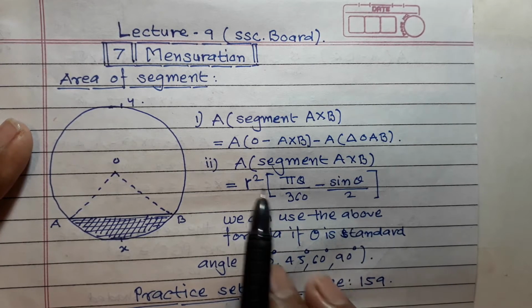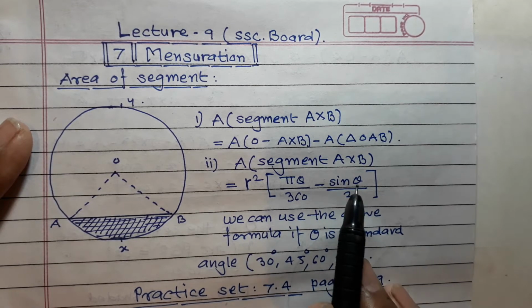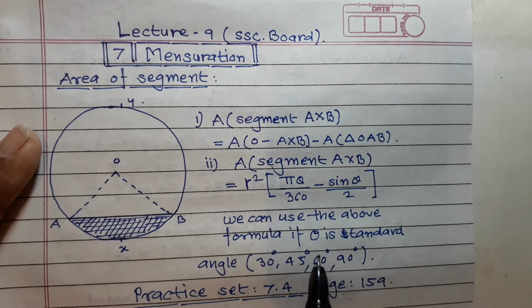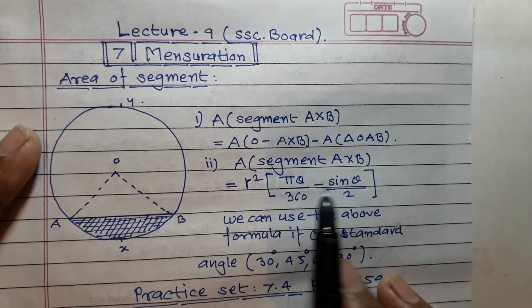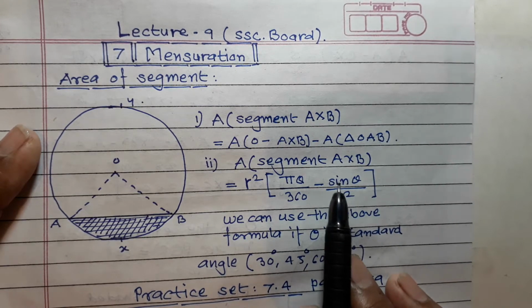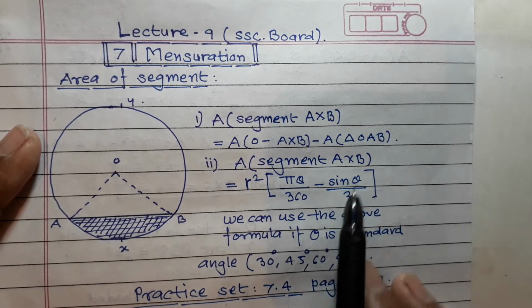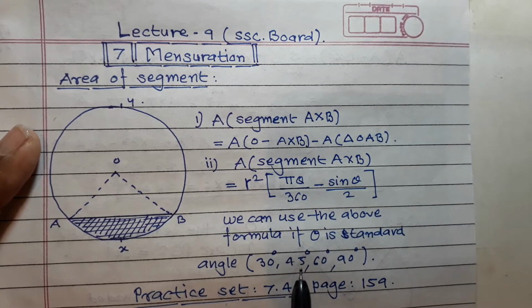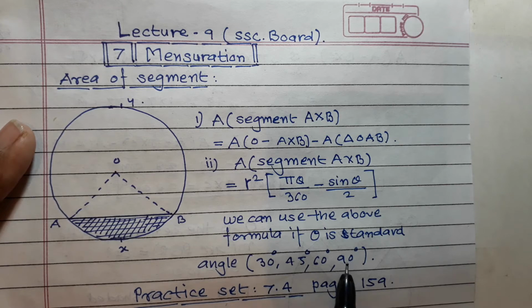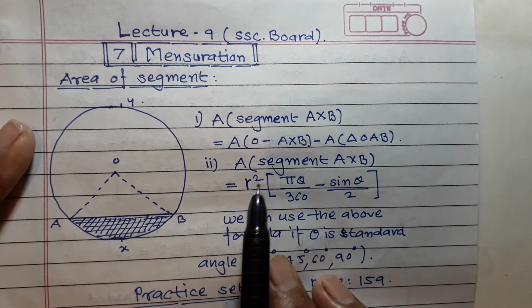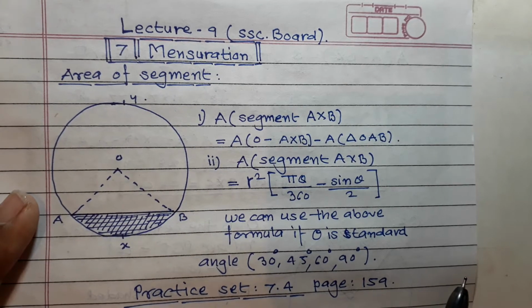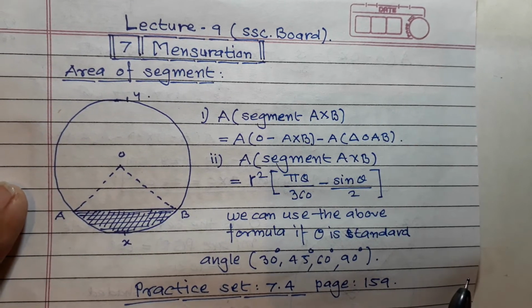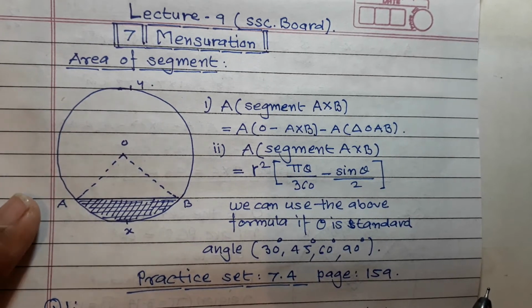2). You can use this formula when theta is 30, 45, 90, 60, meaning standard angles, because you know in trigonometry the values of standard angles. So you know sine 30, sine 45, sine 60 and sine 90. When these angles are there, that time you use this formula. Okay, now try to understand. I will explain some examples from practice set 7.4, page number 159.